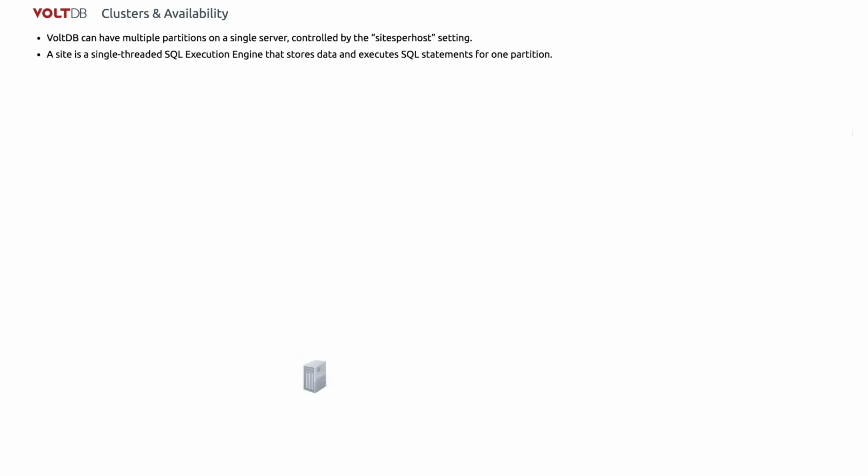VoltDB can have multiple partitions on a single server, controlled by the sites per host setting. A site is a single-threaded SQL execution engine that stores data and executes SQL statements for one partition. The sites per host setting allows VoltDB to be tuned for optimal performance depending on the number of cores available on the server. Deploying multiple servers in a cluster will multiply the number of sites, allowing VoltDB to scale out to store more data and run at higher rates of throughput.